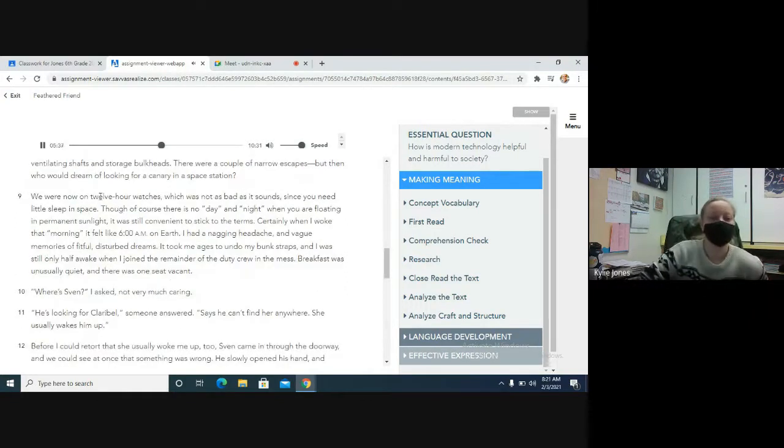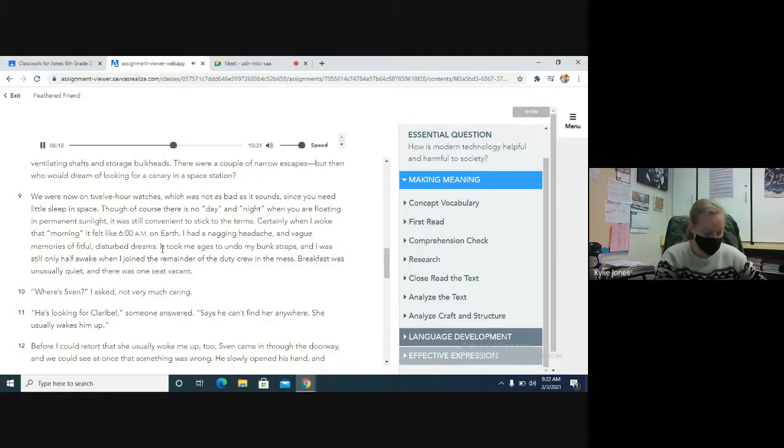We were now on 12-hour watches, which was not as bad as it sounds, since you need little sleep in space. Though, of course, there is no day and night when you are floating in permanent sunlight, it was still convenient to stick to the terms. Certainly, when I woke that morning, it felt like 6 a.m. on Earth. I had a nagging headache and vague memories of fitful, disturbed dreams. It took me ages to undo my bunk straps, and I was still only half awake when I joined the remainder of the duty crew in the mess.